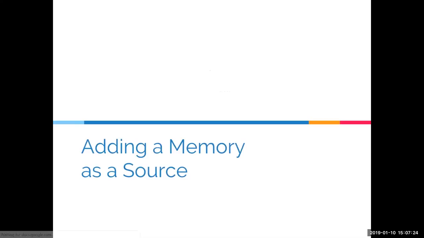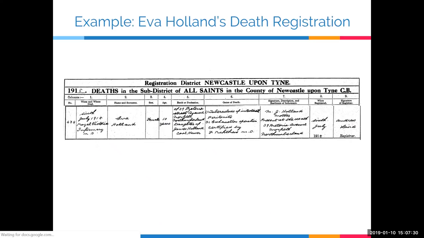So let's go ahead and look at how we can attach a memory as a source. In order to do that, I wanted to share with you an example. We've got here on the screen Eva Holland's death registration. I ordered this from the GRO and they sent me a PDF, and I want to add this as a source to Eva Holland's record in Family Tree. So here's how we would do that.